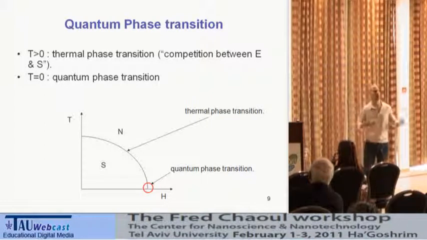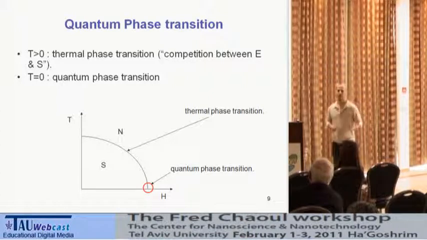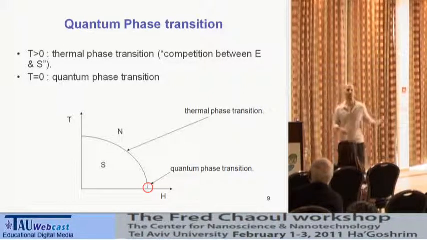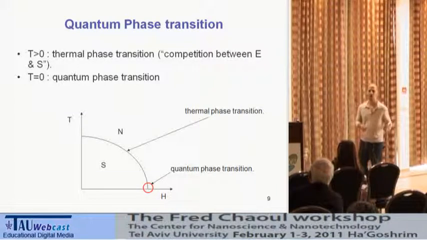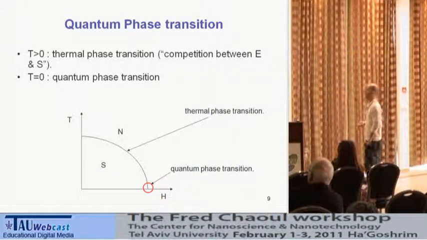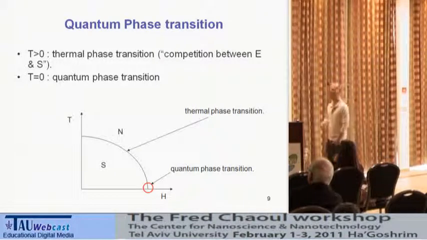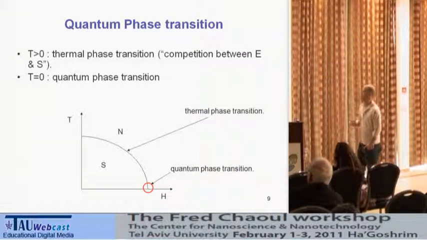If you want, you have some kind of a competition between the energy of the system and the entropy of the system. But when the temperature is 0, you don't have thermal fluctuations. The entropy doesn't play a part in the game, and the only thing you have is quantum fluctuations that drive the quantum phase transition. So when the temperature is 0, the phase transition is called the quantum phase transition. There's more to quantum phase transition than what I've just said. This is only the first building block of the phase diagram.